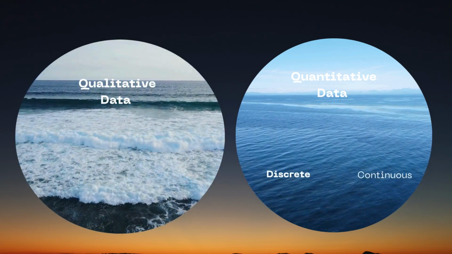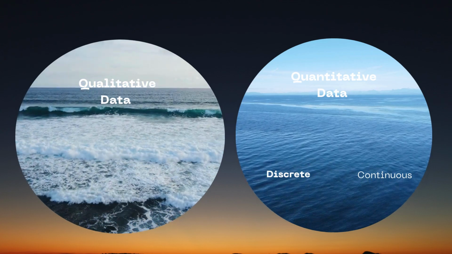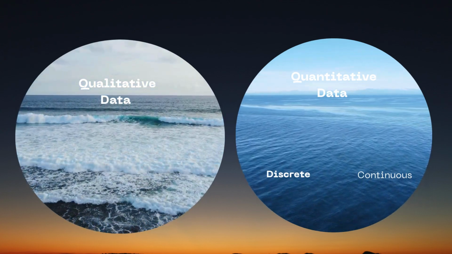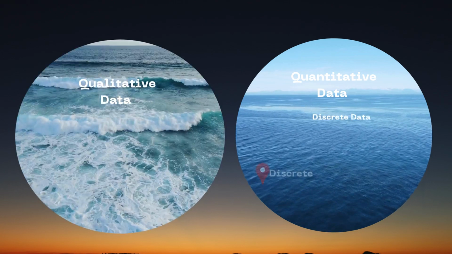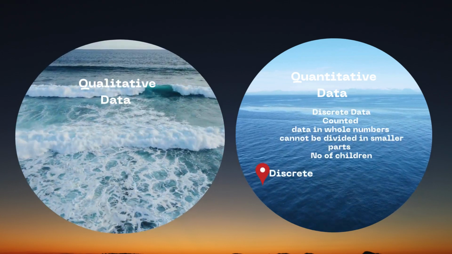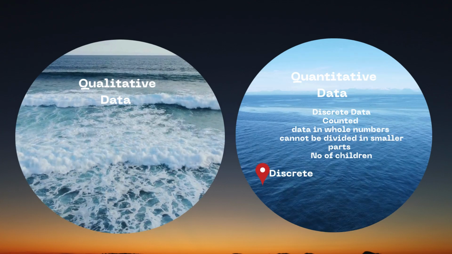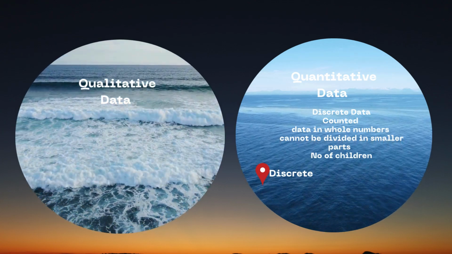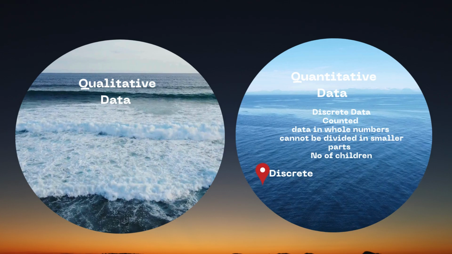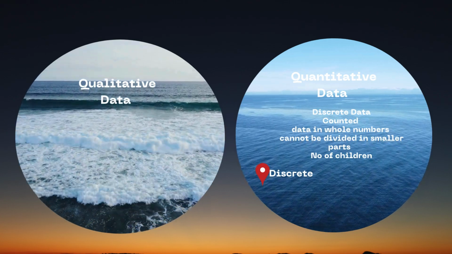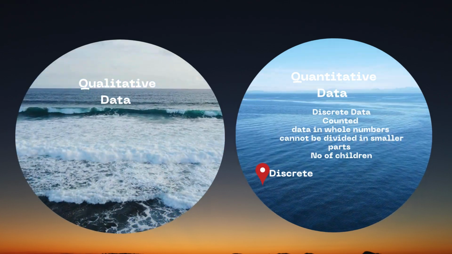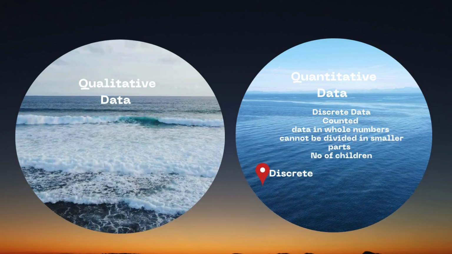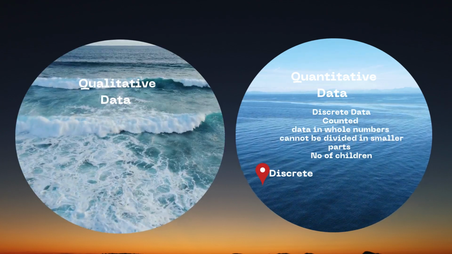Quantitative data is further classified into discrete or continuous types based on how numbers originate. Discrete data, such as the number of children, consists of whole numbers that cannot be subdivided further. For example, 3 or 4 children are meaningful values, but fractions like 3.5 children are not. Discrete data is typically counted.